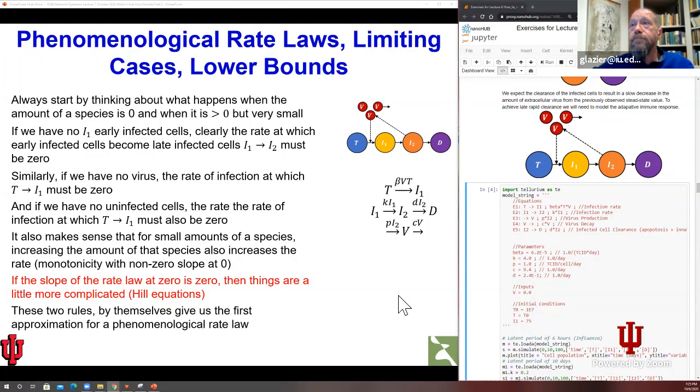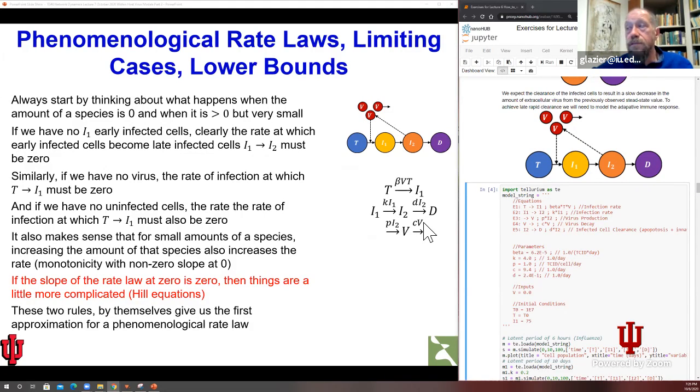So you should always start out by thinking about what happens in any case when the value of a variable is 0 or very small. Again, in all of these cases we've already gone over, if we have no I1 cells, then we have no conversion of I1s to I2s. And so the rate I1 goes to I2 has to be 0. The simplest way to get that is to write a rate constant K times I1. That's clearly 0 when I1 is 0.